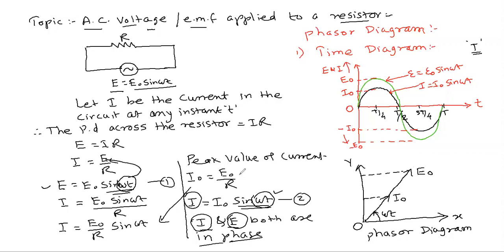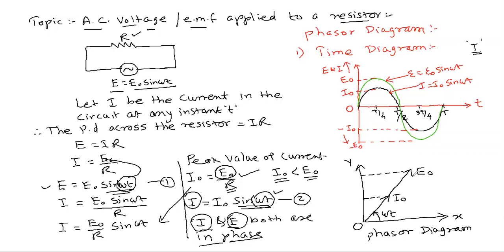So from this relation you can say that when you put the peak value of the EMF and divide it by the resistance R, whatever resistor of resistance R you have connected externally, ultimately this I naught will be less than E naught. That means the peak value of the current will be less than the peak value of the EMF, and that's why the phasor diagram appears like this.